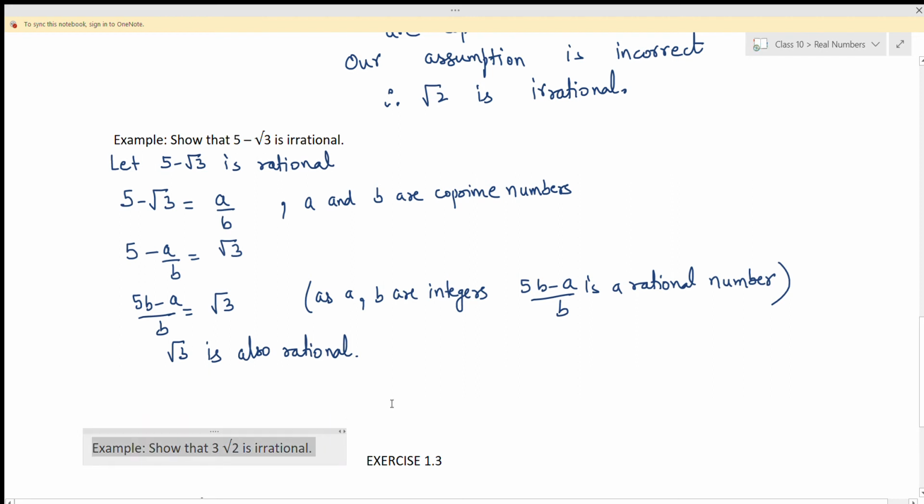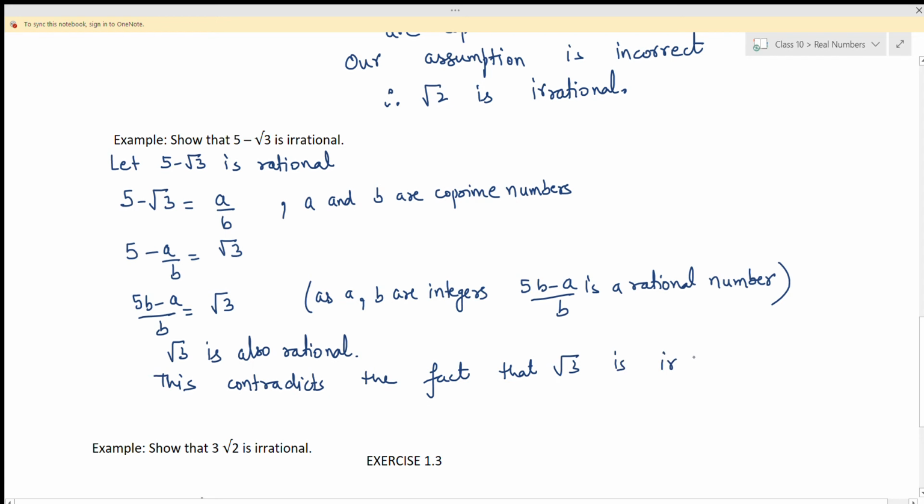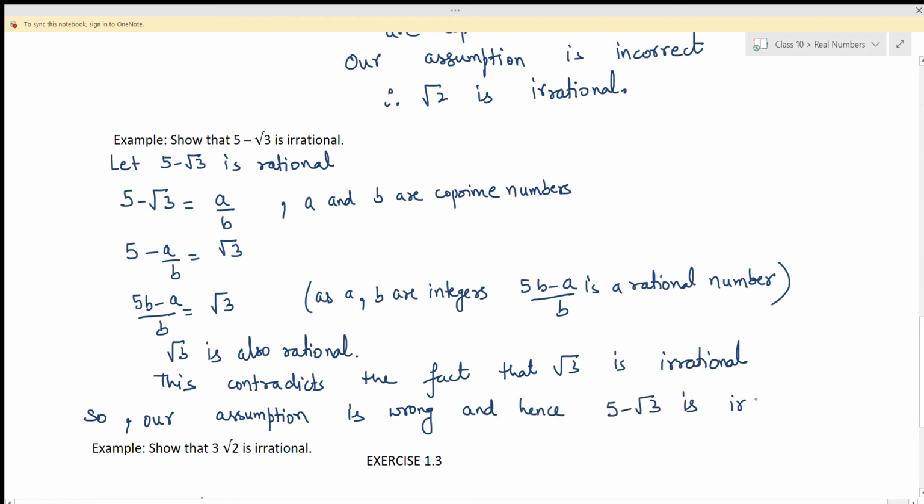But this contradicts the fact that root 3 is irrational. So our assumption is wrong, and hence I can say that 5 minus root 3 is irrational. So hope this is clear. Let's move to the next example.